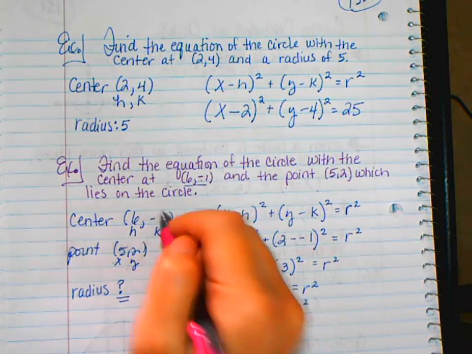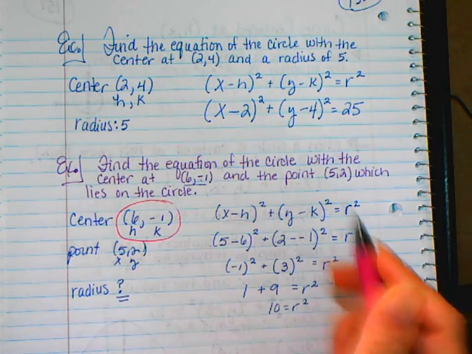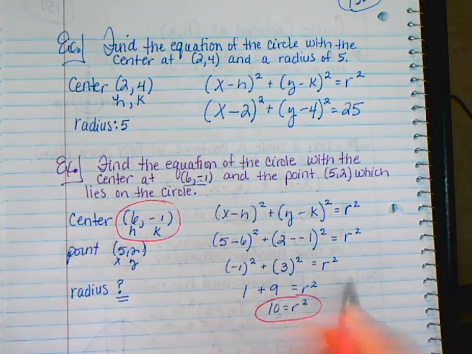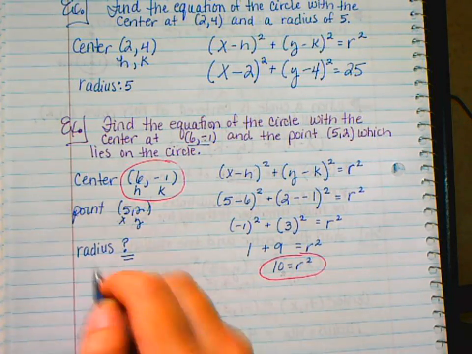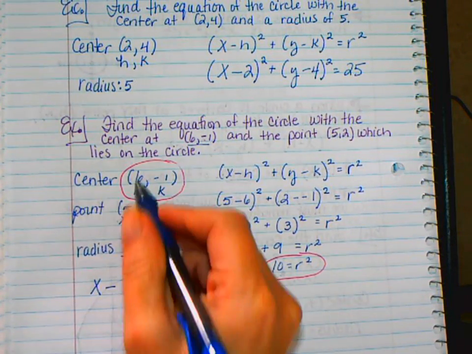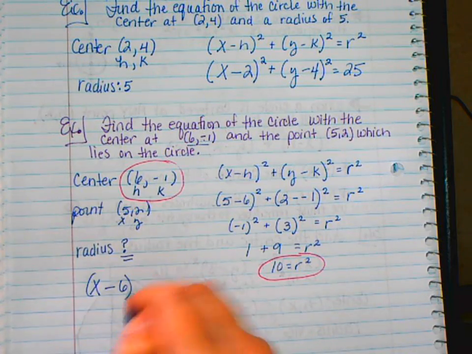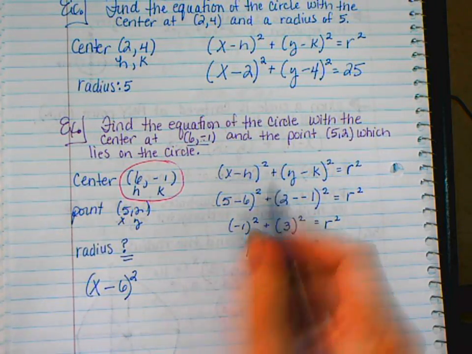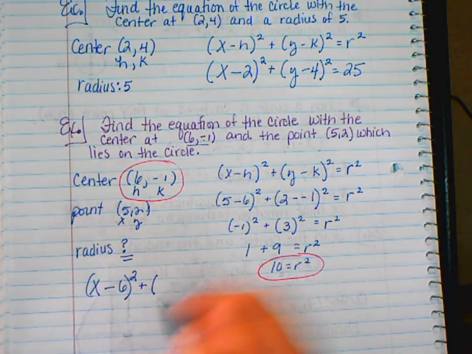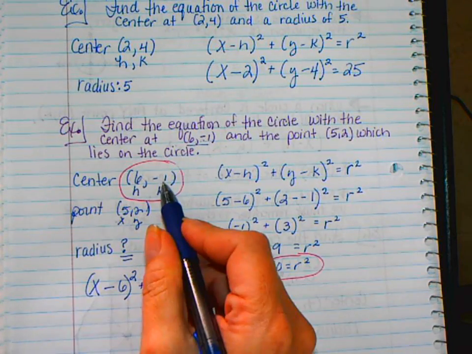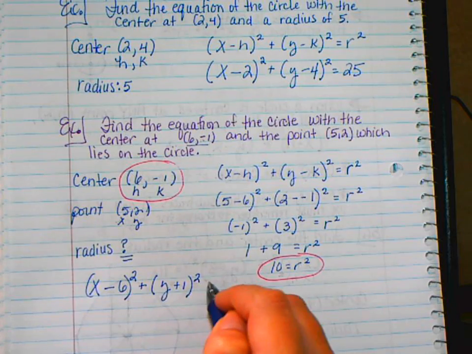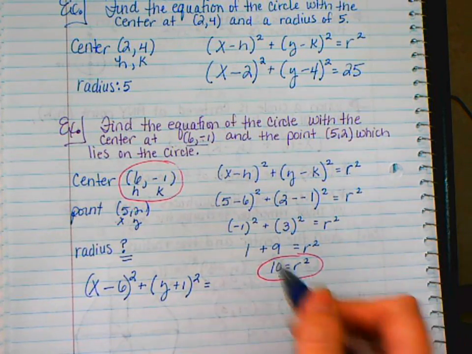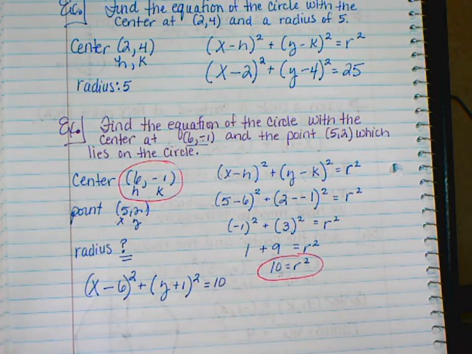Yes. I need to know the center. I got it. I need to know radius squared. I got it. So now to answer the question, I'm writing the equation of the circle. So that's going to be (x minus 6) quantity squared plus (y minus k), which k is a negative 1, so I'm going to go ahead and change that to plus 1, quantity squared. R squared is 10. Boom.